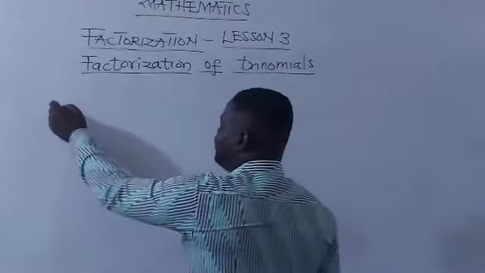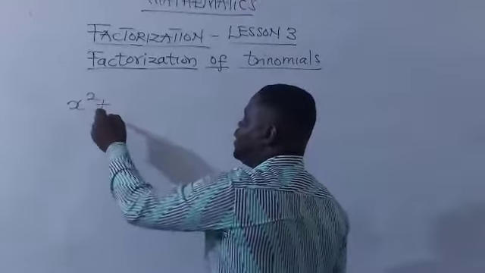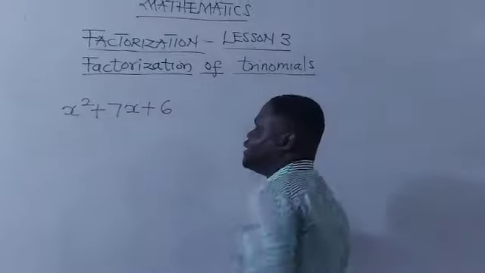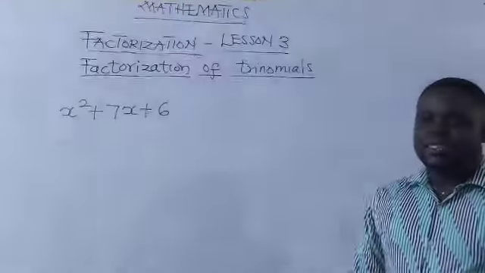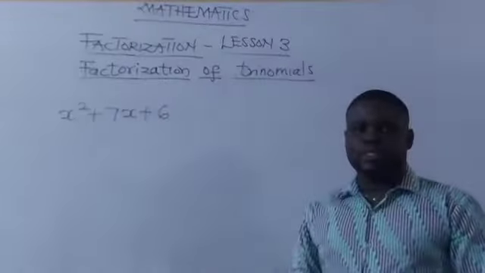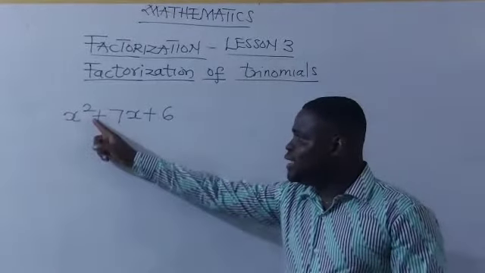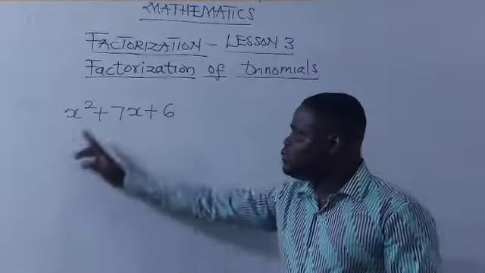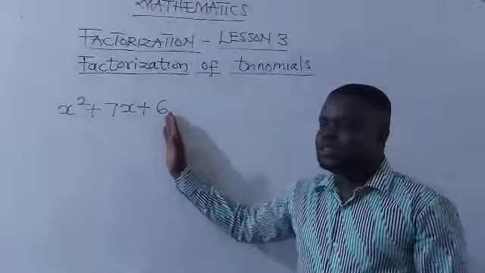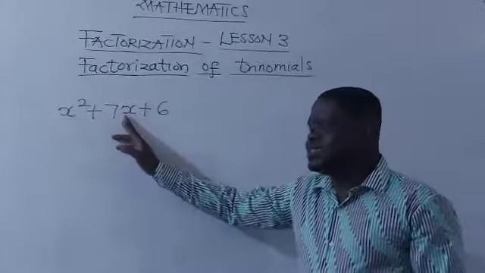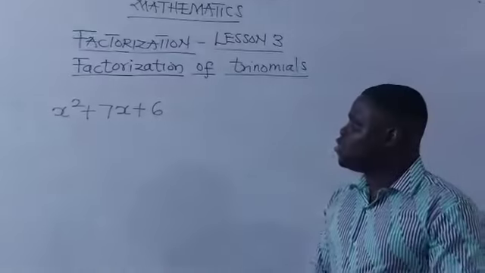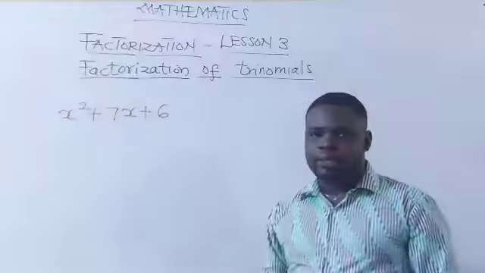So for instance, we have x squared plus 7x plus 6. We realize that we use addition and subtraction signs to separate expressions. So we have addition signs here telling you that the expression x squared plus 7x plus 6 is in terms. So the first term is x squared, the second term is 7x, the third term is 6. Our focus is to factorize expressions of this nature.